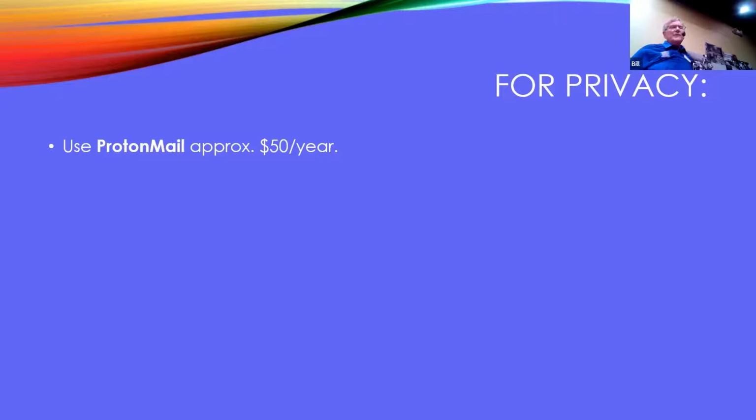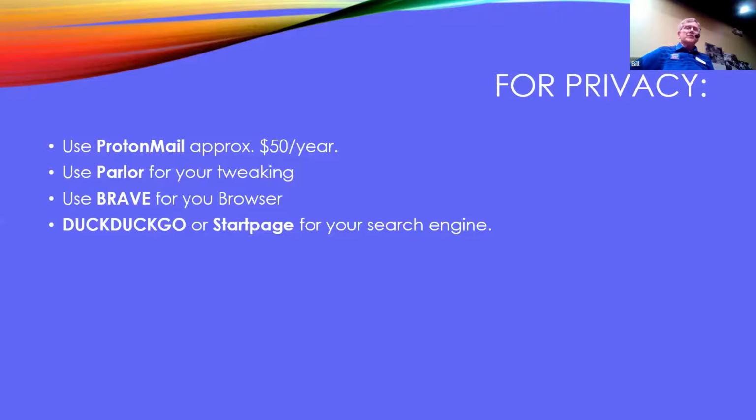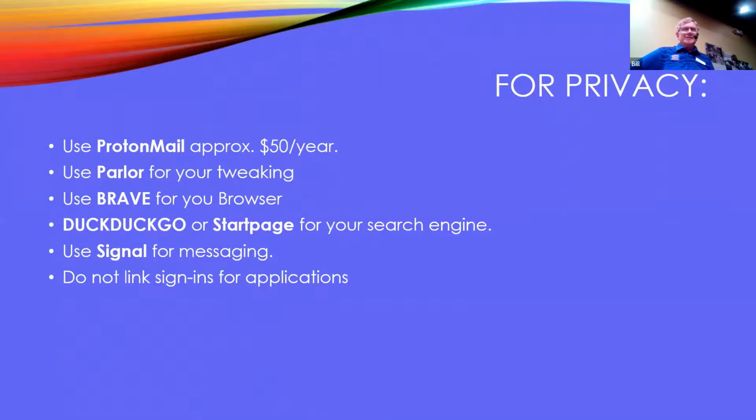If you really want privacy, you can use Proton Mail for $50 a year. You can use Parler instead of Twitter for more privacy. You can use Brave for your browser for much more privacy, and DuckDuckGo for your search engine or Startpage. Use Signal for messaging instead of Messages. And do not use linked sign-ins for different applications. Okay.